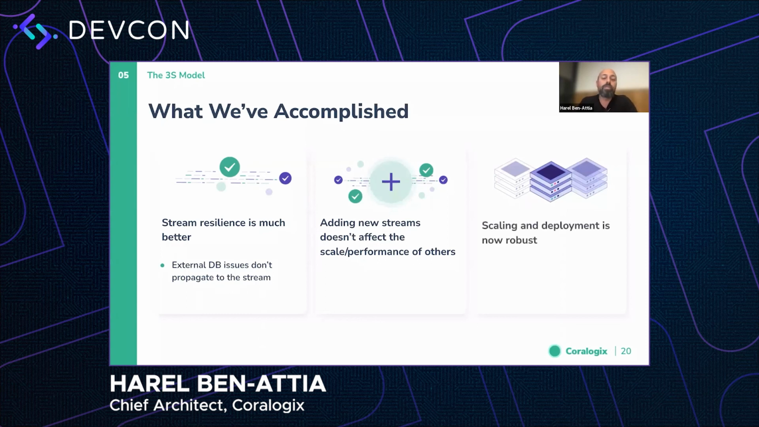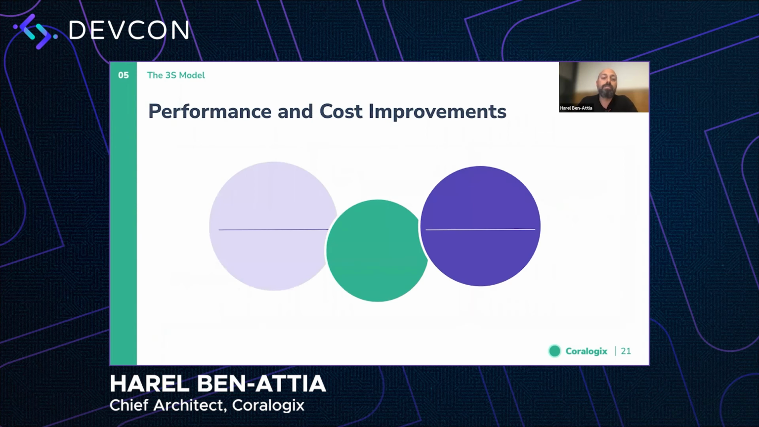In fact, we've reached a situation where stream scaling and deployments have become fully robust. They are fast, no state is ever lost, and there's no direct impact on any of the external databases. Here are some examples which show how our cost and performance improved because of this change. For example, bringing up 300 new nodes for a stream takes now a lot less than 1 minute with zero impact on any of the databases.